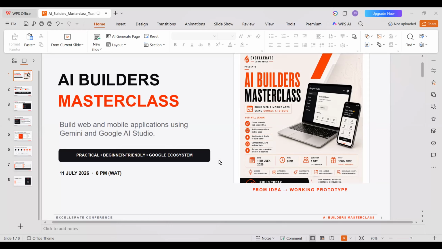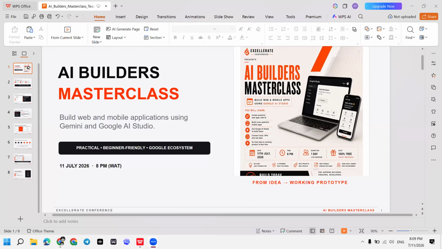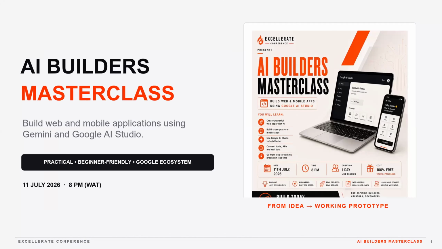This is the very first edition of the AI Builders Masterclass, and this is coming after we had a successful AI Builders Weekend, which was a physical class, and this is the virtual masterclass. What we're going to be looking into tonight is how to build web and mobile applications using Gemini and Google AI Studio. And this class promises to be 100% practical.